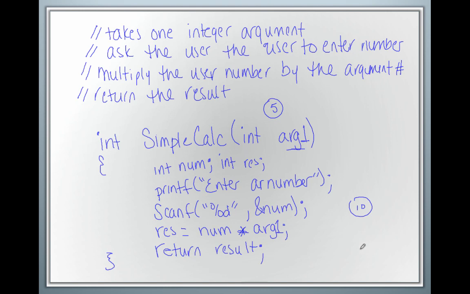So this is a function definition. This function is called simple calc. What this function does is it takes one integer argument, asks the user to enter a number, multiplies the user's number by the argument number, and returns that result. And this is exactly what this simple calc function does. On the next slide, I will show you the placement in the program and how to call this function.